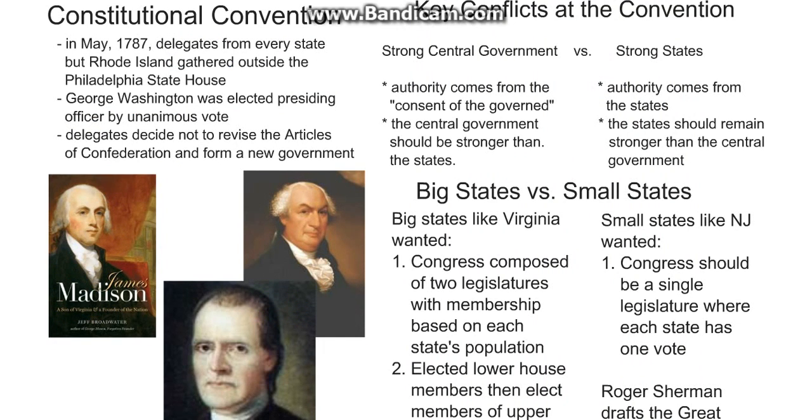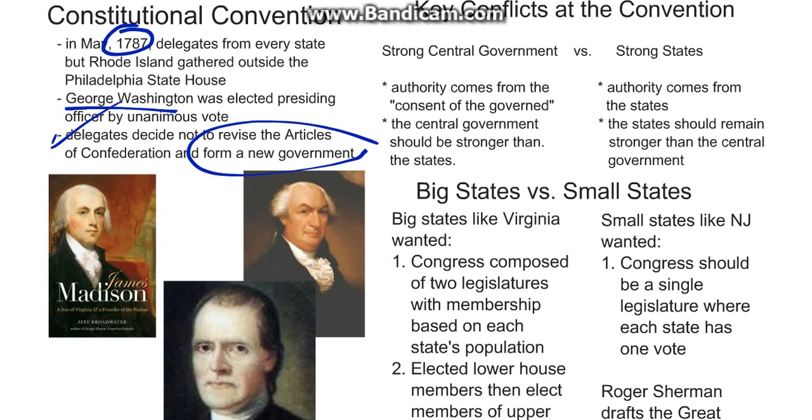At the Constitutional Convention in May of 1787, delegates from every state but Rhode Island gathered outside the Philadelphia State House. George Washington is elected presiding officer of the convention by a unanimous vote. The delegates decide not to revise the Articles of Confederation, but to form a totally new government.